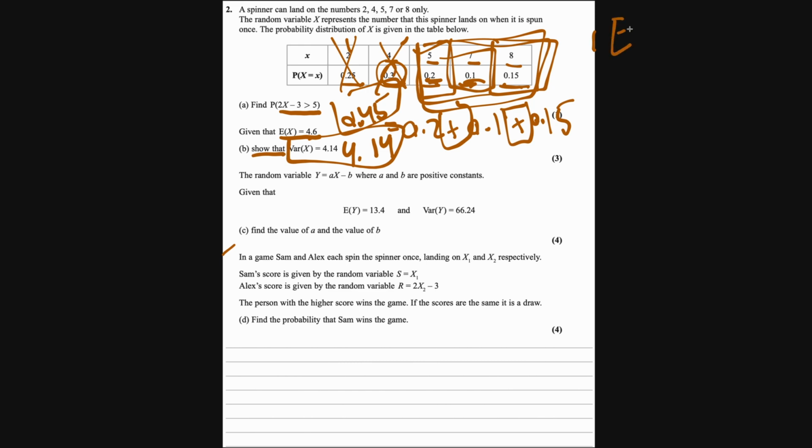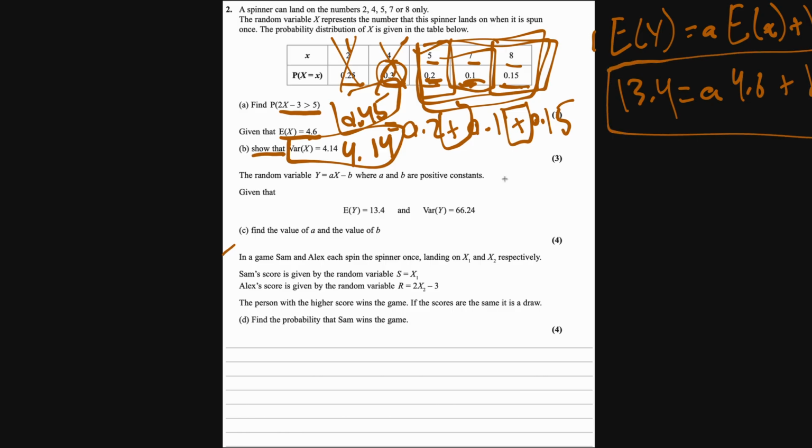So in terms of the E of y, it's basically equal to a multiplied by the E of x plus b. So a multiplied by E of x, which is 4.6, plus b. And we know that the E of y is 13.4. So now we have an equation for the E of y. Let's create an equation for the variance.